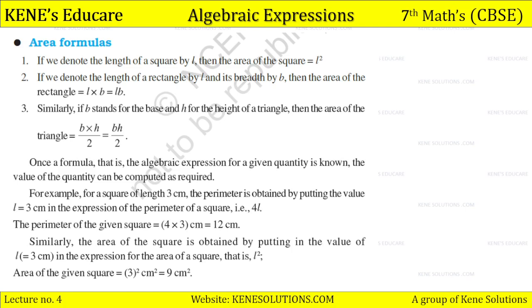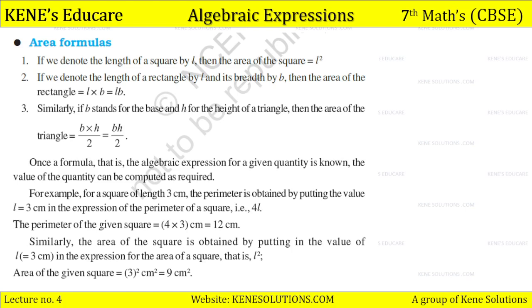Once a formula, that is the algebraic expression for a given quantity, is known, the value of the quantity can be computed as required. जैसे कि for example, for a square of length 3 centimeter, the perimeter is obtained by putting the value l is equal to 3 in the expression of the perimeter, जो यहाँ पर 4l है. So perimeter of the given square क्या होगा? 4 multiply by 3, we get 12 centimeter.